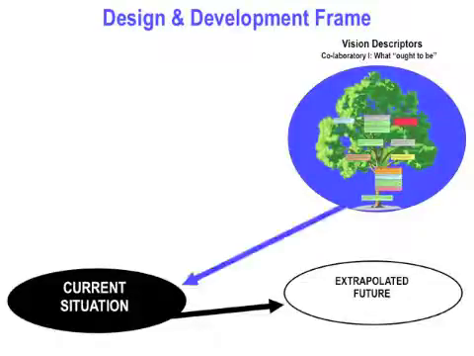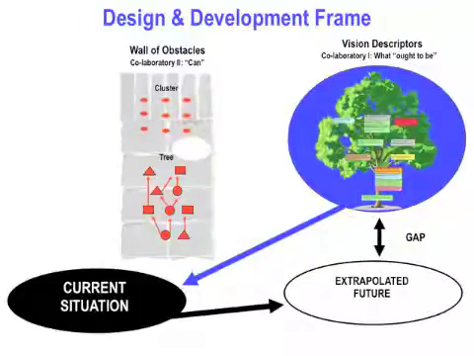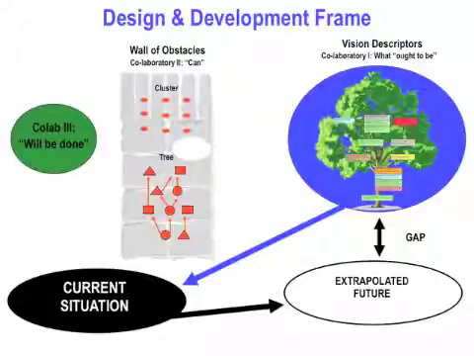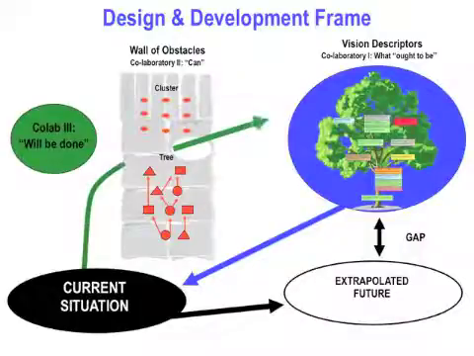The goal is to close the planning gap between the current situation, the extrapolated future, and the visionary future. We recognize that there are constraints or obstacles that get in the way of achieving the visionary future. This is referred to as the wall of obstacles. Next, we need to determine the actions that, if addressed, will overcome the obstacles to penetrate the wall and approximate the visionary future, or the vision tree.